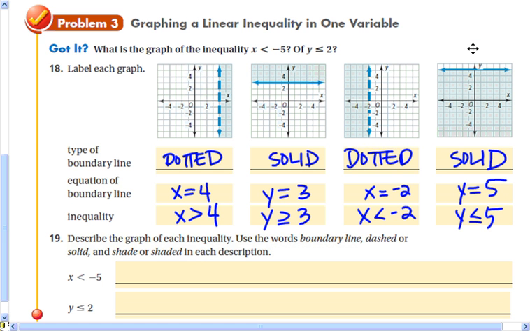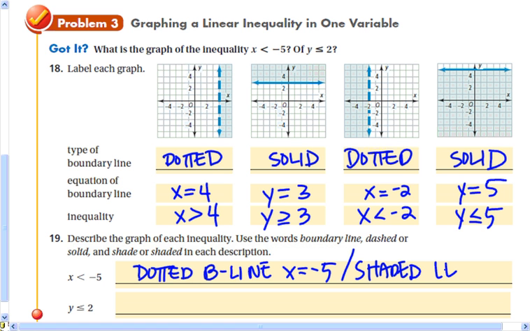So there's your answers. Describe the graph of each inequality. Use the words boundary line, dashed or solid. So x is less than -5. That's going to have a dotted boundary line at x equals -5, and it's going to be shaded to the left of that because it's less than. All right, and y is less than or equal to 2. That's going to have a solid boundary line. And y equals 2 is the line, and it's shaded below.